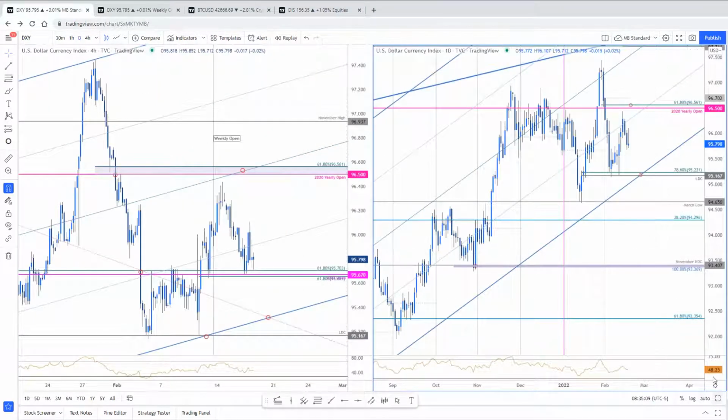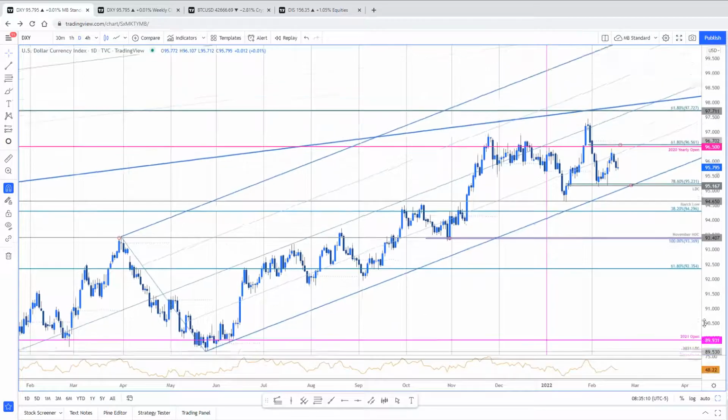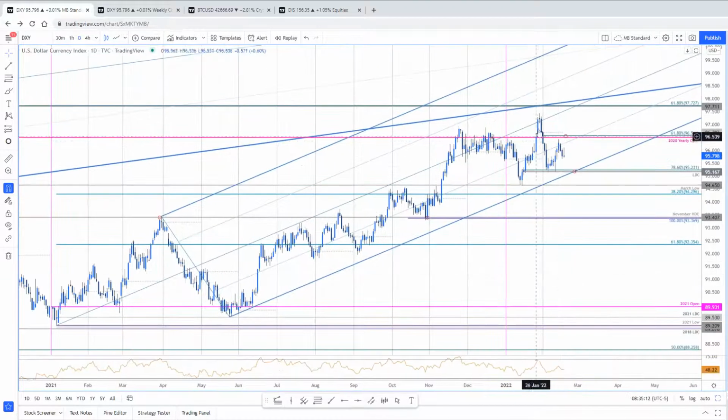Here's DXY on the daily chart. So again, that outsized reversal, here's the recovery, here's the start of the week. It's just dribbled lower. The only levels that matter on the DXY by my part for the next couple of weeks are going to be 96.50 resistance, 95.20 support. It's the same zone that we've been in all week long. It is the critical zone that we're looking for on the DXY for guidance.